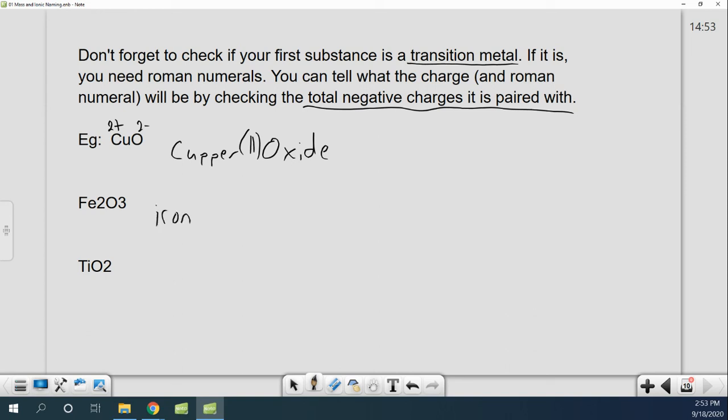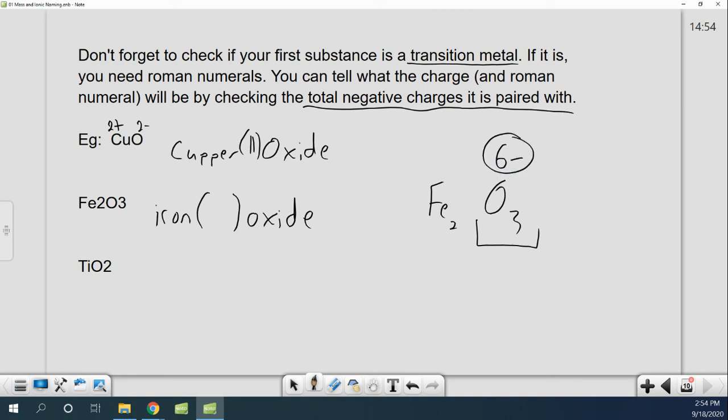I got iron oxide. Now, iron definitely is a transition metal. I know I need to put some kind of charge in there. What's it going to be? Okay, so to tell, I look at this side. Let's start there. I got 3 oxygens. Each oxygen wants a charge of -2, so this side has a total charge of -6. If this side is -6, then this side has to be +6, right? So is this iron 6?